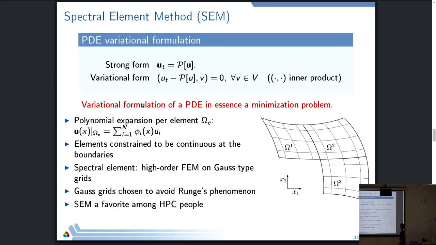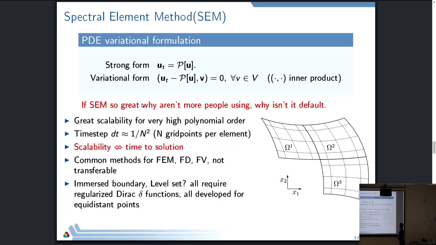SEM is very simple. SEM is kind of like high-order finite elements, only that you do it on a Gauss type of grid to avoid Runge's phenomenon. So if you have an FEM code, you can easily change it by just changing per element the representation. And SEM is becoming a favorite among HPC people because, as you can see in this typical section of a mesh in SEM, since now I can go extremely high polynomial order, the ratio of computation per communication is going to be in favor of scalability, because I can put a lot of points inside and communicate very little on the edges. However, scalability does not mean that your time to solution is good enough.